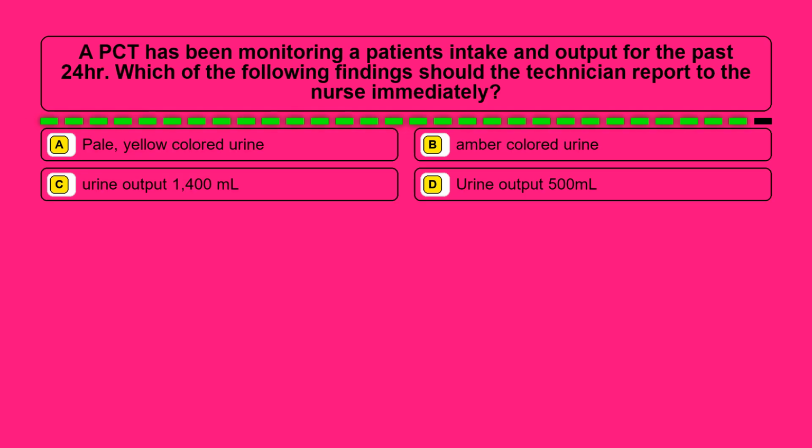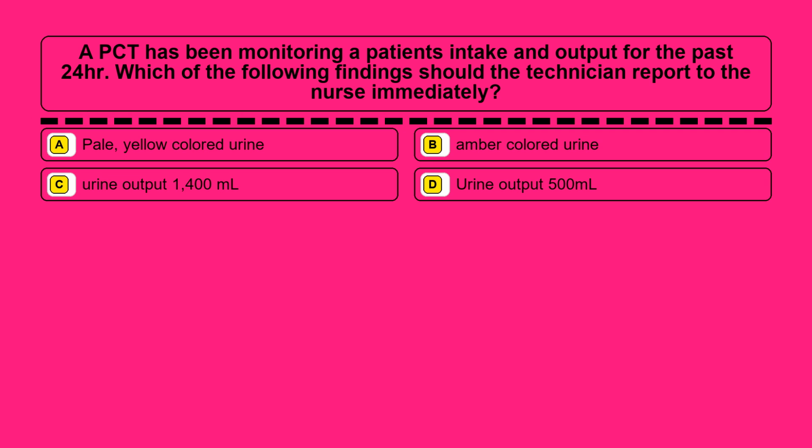Question 41. A PCT has been monitoring a patient's intake and output for the past 24 hours. Which of the following findings should the technician report to the nurse immediately? Option A. Pale, yellow-colored urine. Option B. Amber-colored urine. Option C. Urine output 1,400 ml. Option D. Urine output 500 ml.